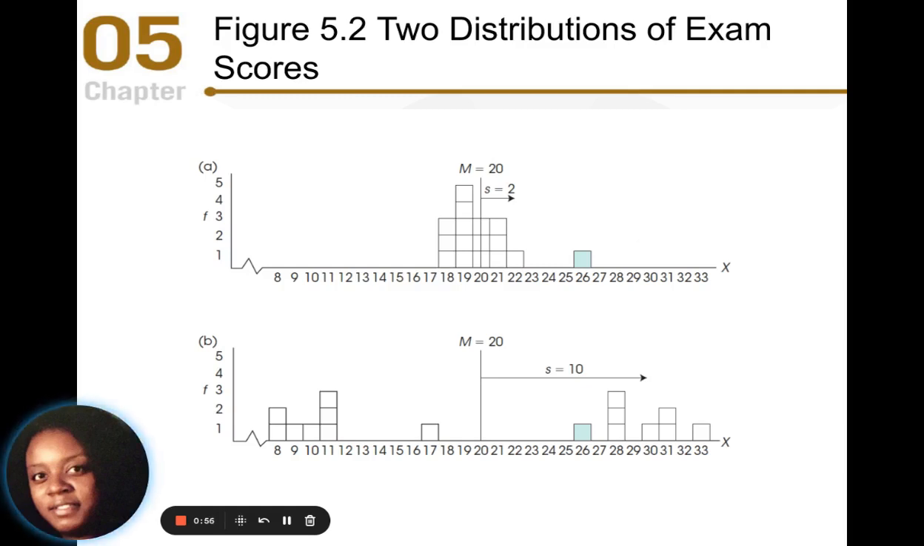If we look here at figure 5.2, it shows us the distribution of exam scores. For each distribution, the mean is 20, but for one distribution we've got a standard deviation of 2, and the other we've got 10, and the relative position of your score is X equals 26. This is very different for both of those two distributions.